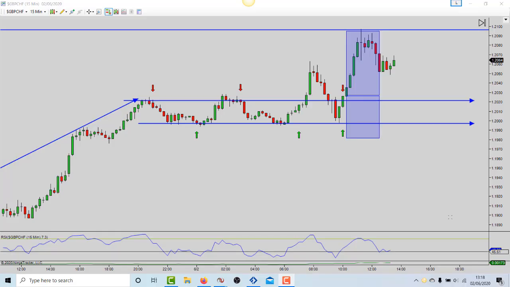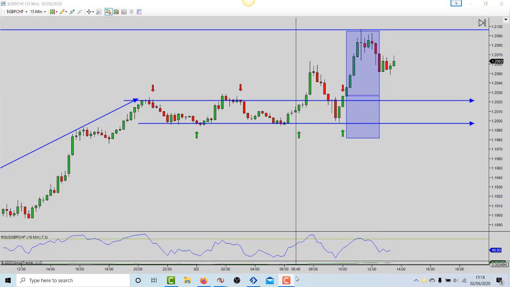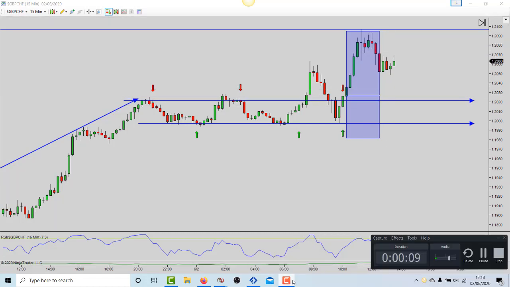Welcome back to the pound Swissy. As you can see now, this trade has rallied on up to hit those targets for a nice 71 pips.